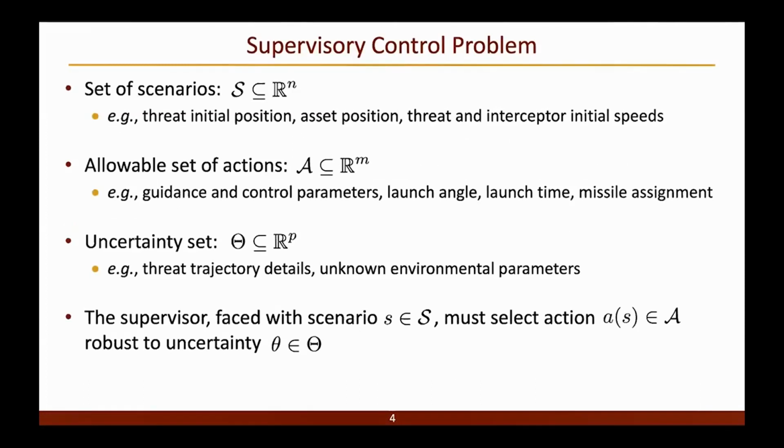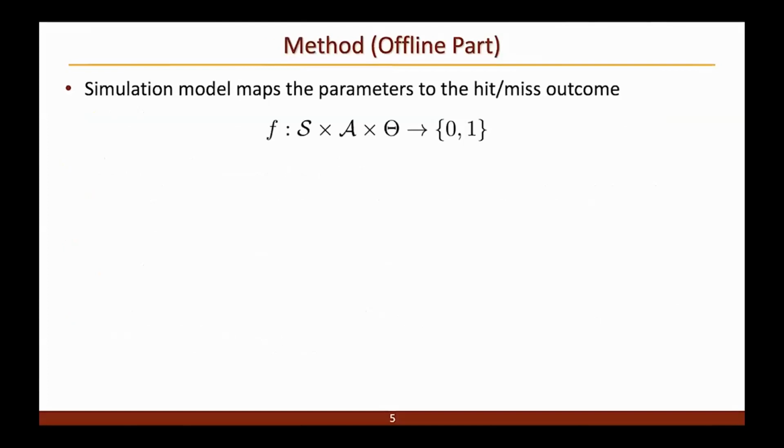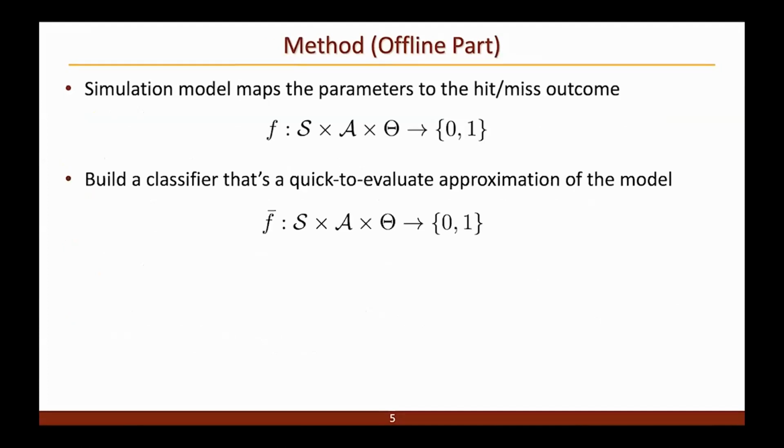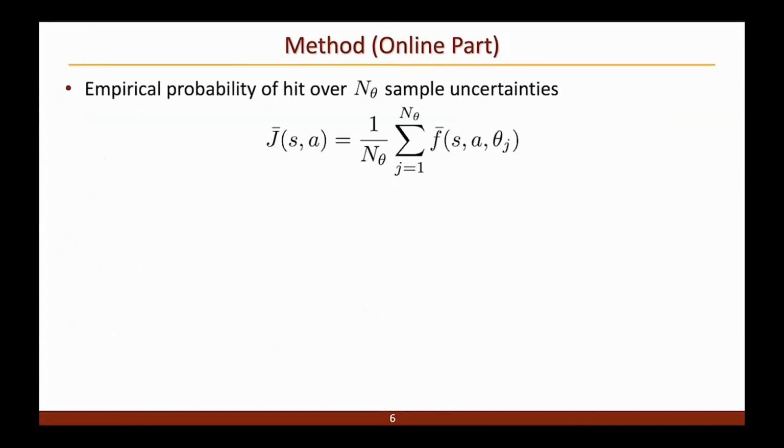This is fundamentally a classification problem, and so we can build a binary classifier offline that also maps the parameters to the outcome and that captures the model behavior with high accuracy. Then, for a particular scenario S, we can optimize over this classifier in real time by maximizing the empirical probability of hit over a finite set of sample uncertainties.